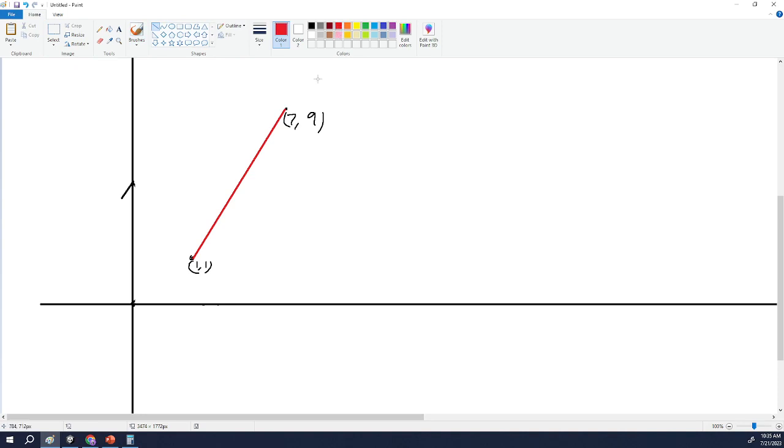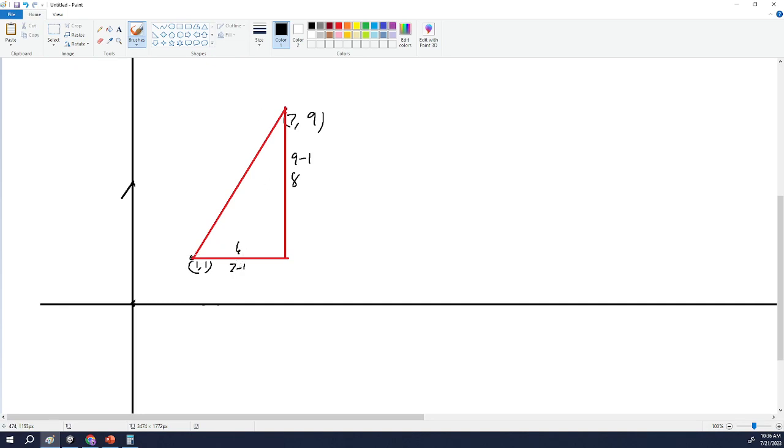So think about it. It's like a triangle, or a right triangle again. So we subtract it. We have 7 minus 1. No, sorry, this is 7 minus 1, and we have 9 minus 1. We have 6 and we have 8 right here.